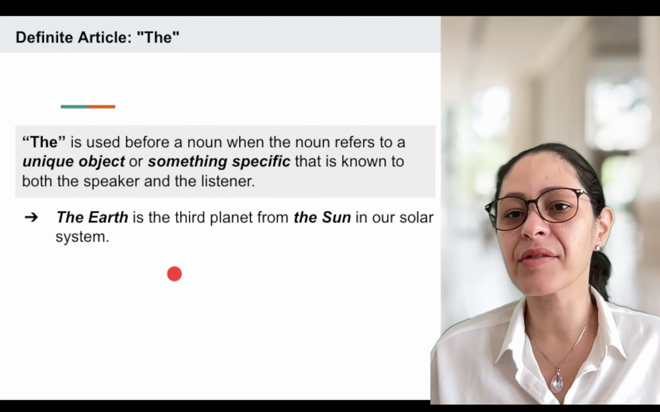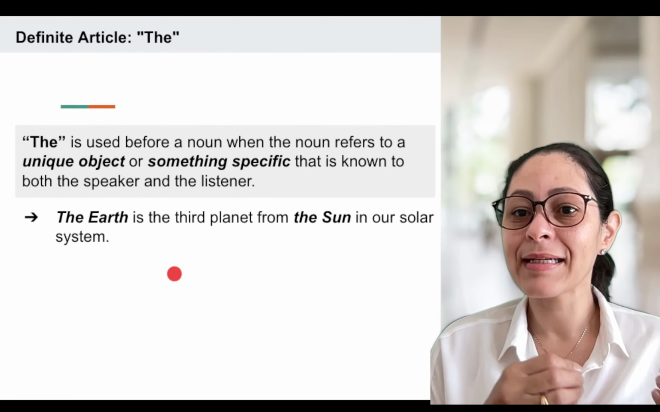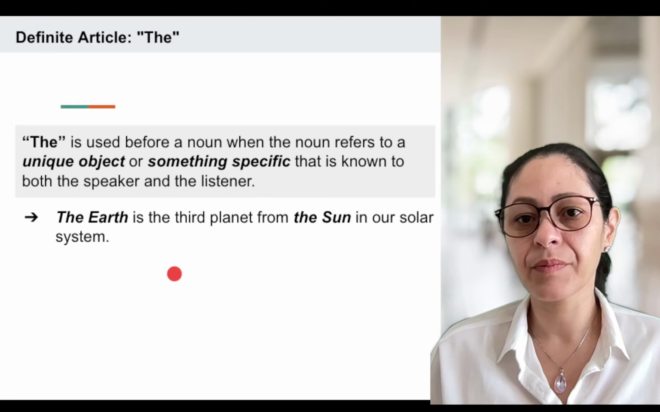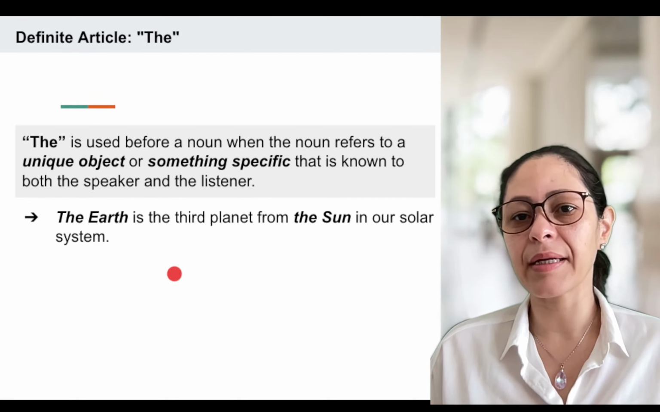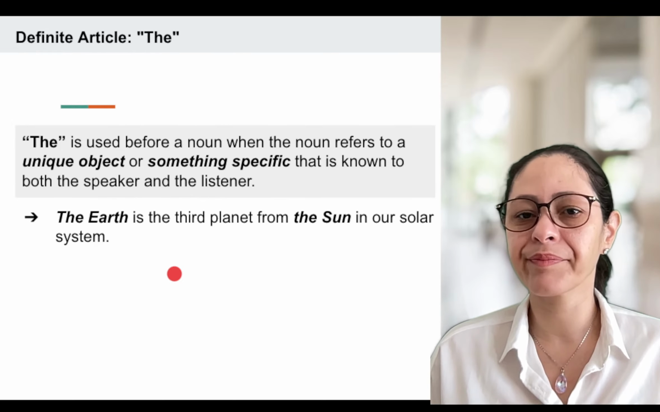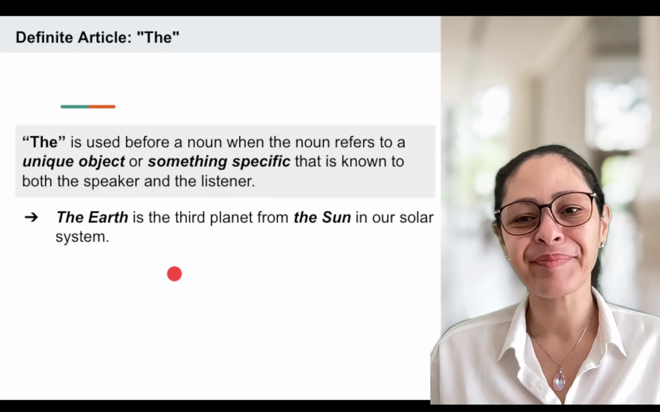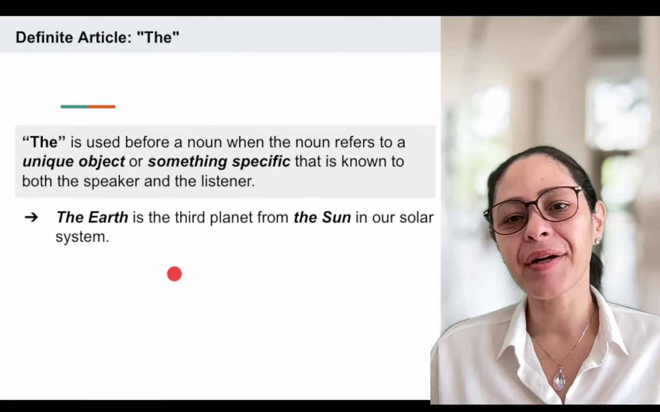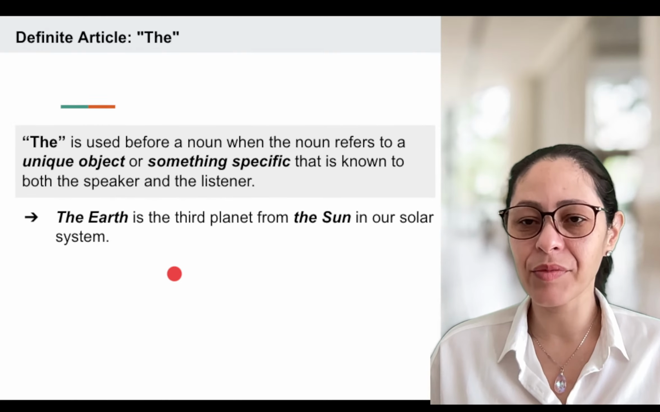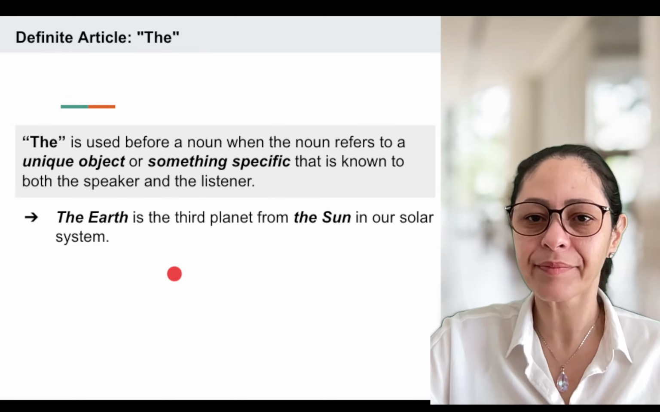The same thing works for sun because the sun is unique. We only have one sun. So look at our example. The Earth is the third planet from the sun in our solar system. So both of them are unique. I should place the before them.